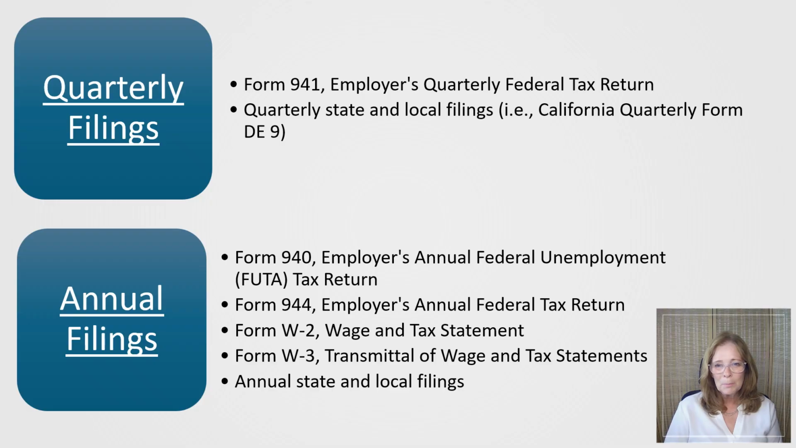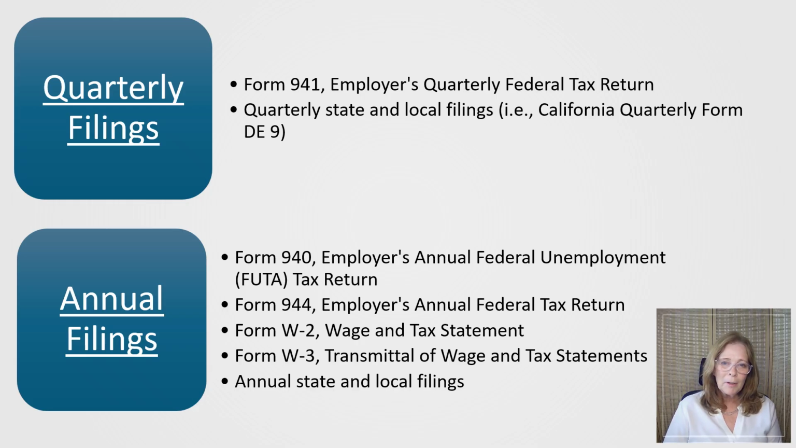Annually, employers complete Form 940, the employer's annual federal unemployment FUTA tax return, Form 944, employer's annual federal tax return for annual filers, Form W-2, wage and tax statement, and Form W-3, transmittal of wage and tax statements. In addition, there are annual state and local filings that need to be completed as well.